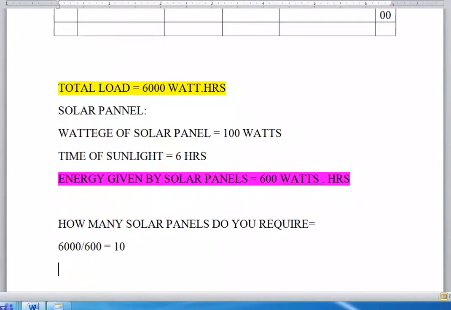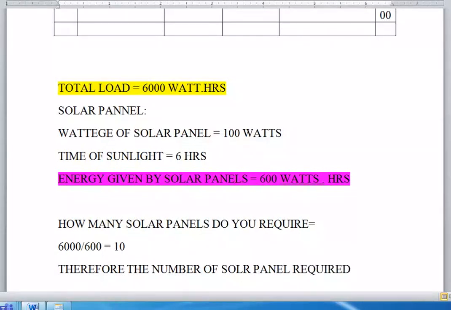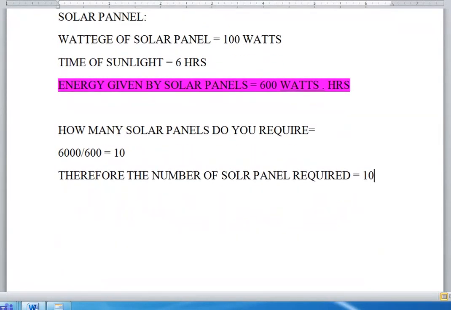So hence we say therefore the number of solar panels required is equal to 10. So you got this magic number 10. Okay. So now once you got this, the next important thing is 10 solar panels you got. Now remember you have taken factor of safety here because our situation can handle emergency also. Such a thing we have designed it.